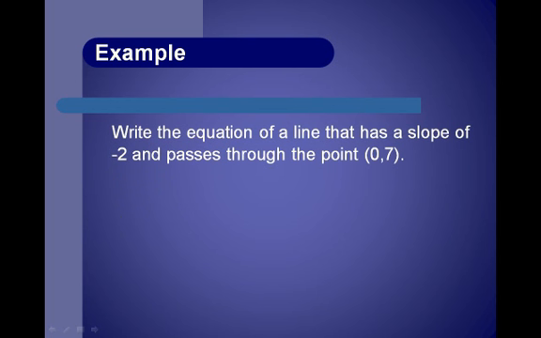Example 2. Write the equation of a line that has a slope of -2 and passes through the point 0, 7. Again, they're giving us the slope, so we know that m is -2. The point 0, 7, well, remember the y-intercept is always 0, number, so our y-intercept for this problem is 7. Because we know a slope and a y-intercept, we use y equals the slope, which is -2, times x, plus 7, which is the y-intercept. So our equation is y equals -2x plus 7.